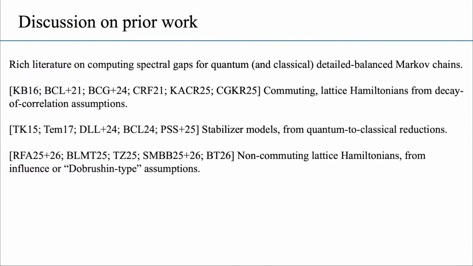What I'll focus on is, starting with this work of Rouzé, Franca, and Alhambra, there's been a recent spur of studying mixing times for non-commuting systems, in particular on lattice Hamiltonians, largely based on influence conditions or Dobrushin-style assumptions, which I'll comment on in a bit. And this is in part the conditions we use in this recent paper. But what I'd like you to focus on is that by and large, all the works on this slide only work for lattice Hamiltonians. And that's the gap that I'm trying to close in this new paper.